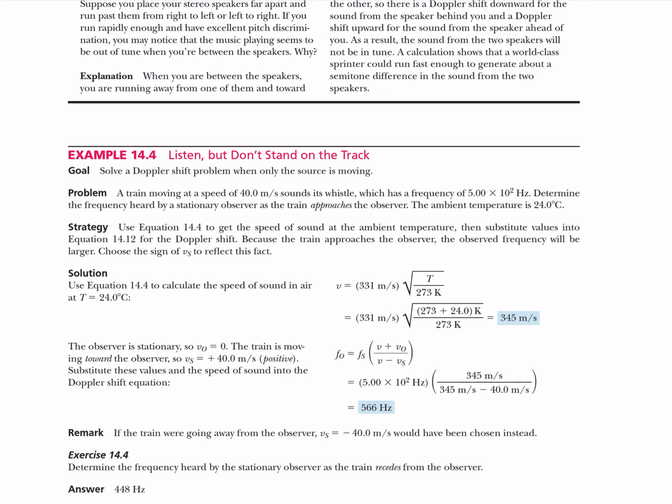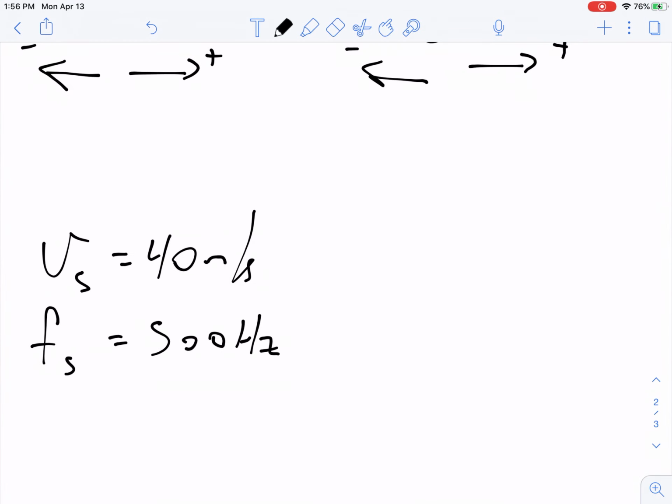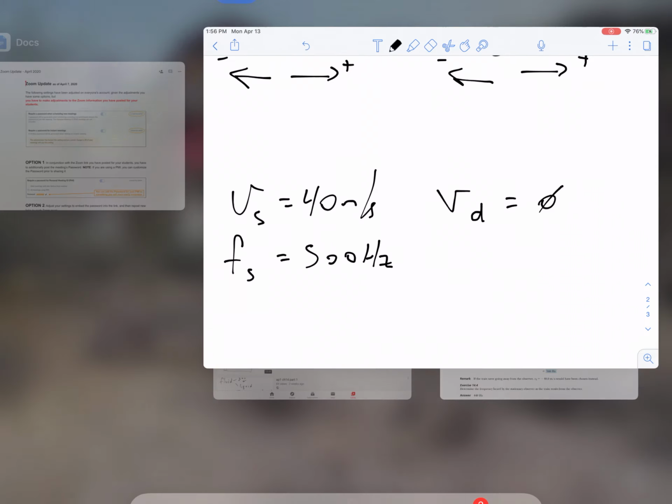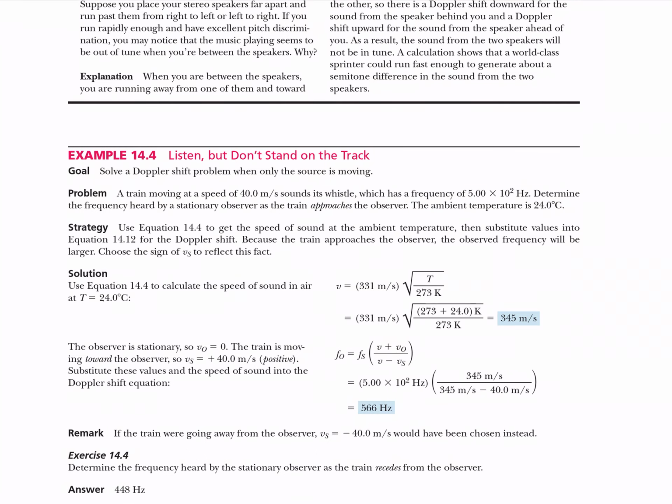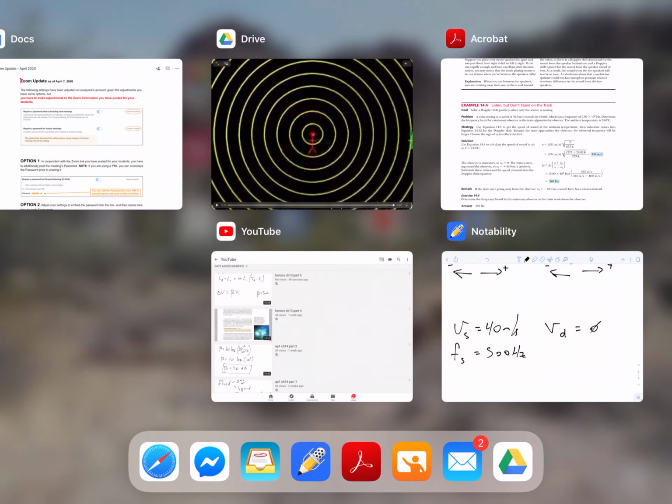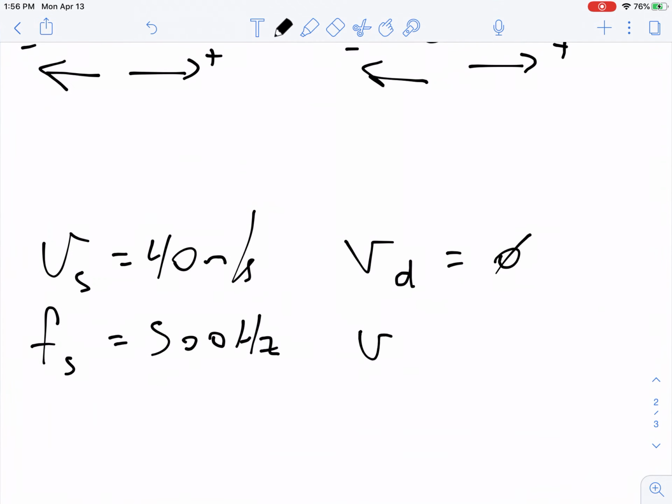Back to the problem. Determine the frequency heard by a stationary observer. So the velocity of the detector, the observer, is stationary. As the train approaches, the temperature is 24 degrees. All right, so the reason they told us the temperature is 24 degrees is because we need to figure out what the velocity of sound actually is, right? We need to know what this is. And the temperature, they said, was 24 degrees.